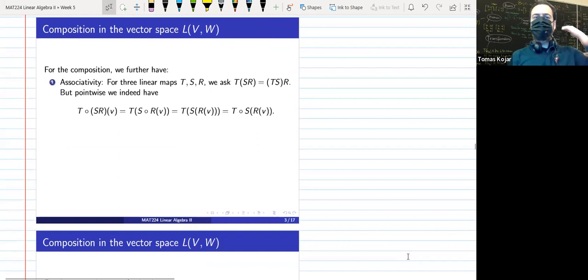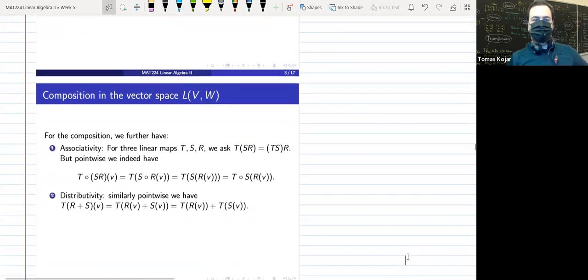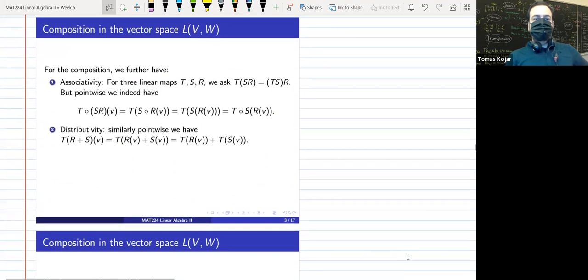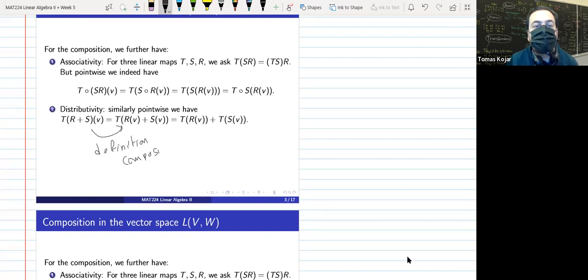Right. And you prove all these things pointwise. Yeah, so distributivity, same thing, you do it pointwise. From here to here is just the definition of composition. And from here to here, you use linearity of T.